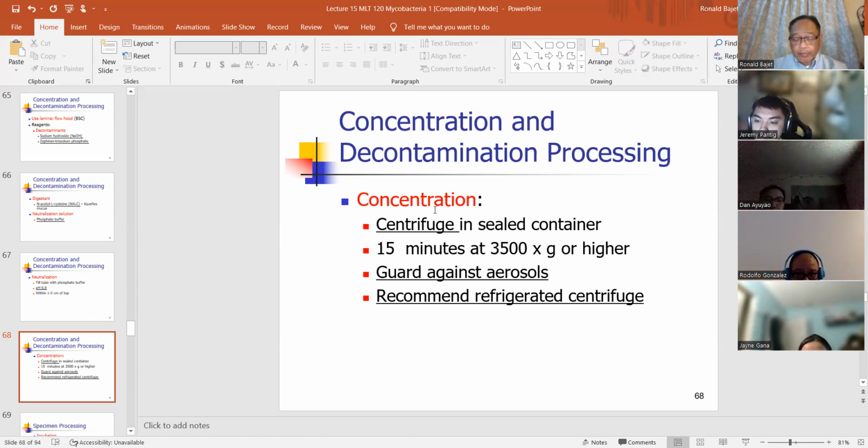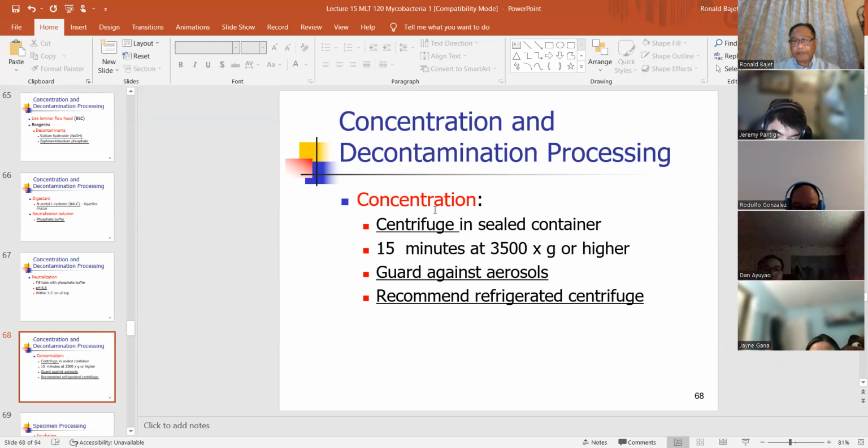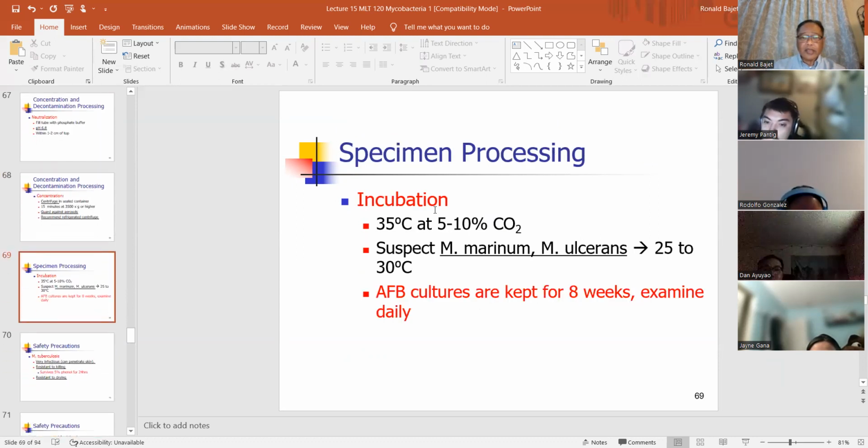So where I did my training and we processed AFBs, the centrifuges were refrigerated centrifuges, and they were located in kind of like a closet, not a closet where you see clothes, but a very, very tiny room that only the centrifuge can fit in. The reason is you don't want to expose yourself to any aerosols leaking from the centrifuge. All right, recommend a refrigerated centrifuge to guard against aerosols.